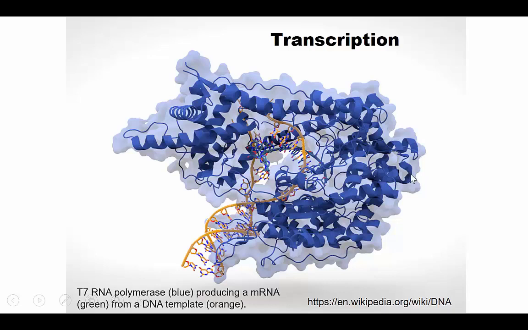This is the X-ray structure of one of the famous enzymes, T7 RNA polymerase. Now this strand versus this strand, which strand has the sense information? That's this strand, right? So this strand should be the antisense or template strand.